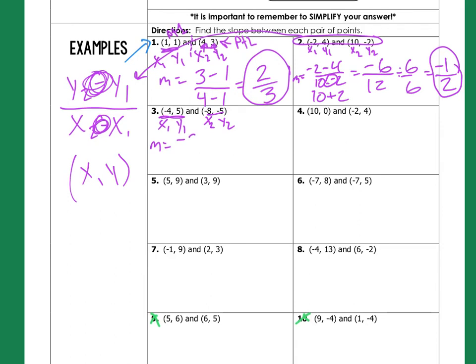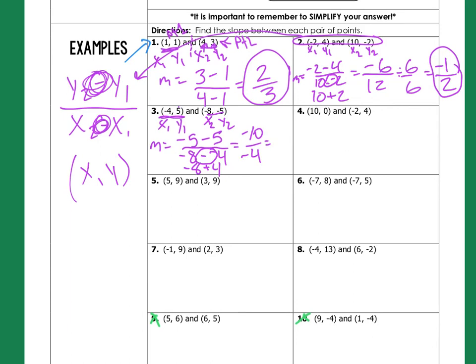So I have -5 first, always subtracting the first y coordinate, so 5. Then I've got -8, always subtracting the first x coordinate, so -4. Look, that's going to be a plus. That's going to be a plus. But I think you already knew that. -5 minus 5 is -10. -8 plus 4 is going to be -4. Would you look at that?